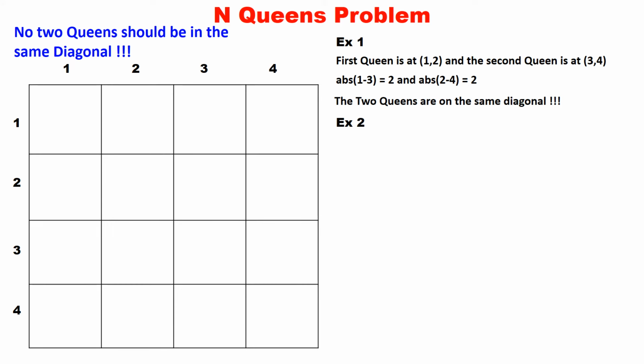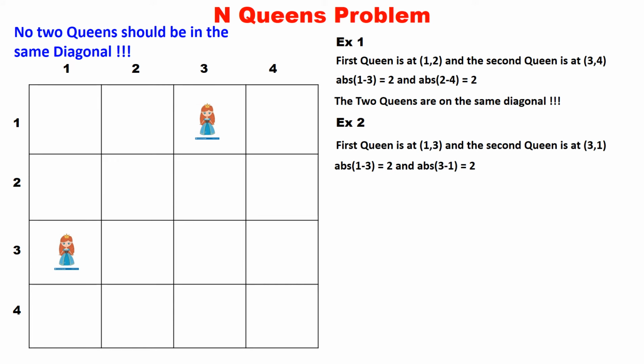Okay, let me also illustrate this with another example. I will consider one queen at 1, 3, first row, third column. Another queen, third row, first column. Now, we shall find the difference with respect to the rows. The first queen is in the first row, the second queen is in the third row. The difference between the rows is 2. Let us take the columns. The first queen is in the third column, the second queen is in the first column. 3 and 1. The difference between 3 and 1 is 2. Here also the difference between the rows and columns are equal. The difference between the rows is 2, the difference between the columns is also 2. Since they are equal, they fall in the same diagonal. The two queens are on the same diagonal.